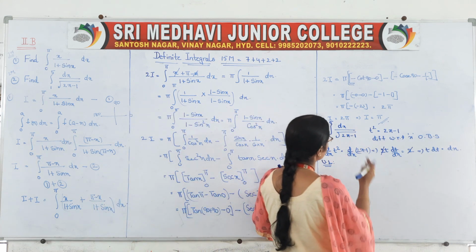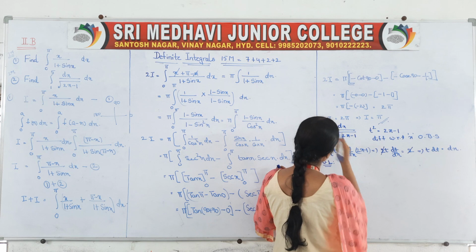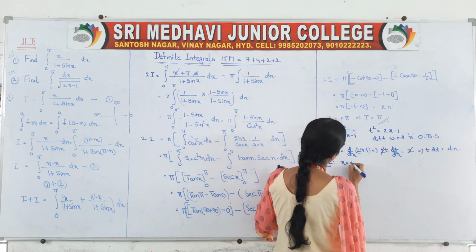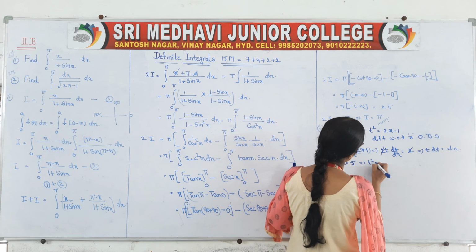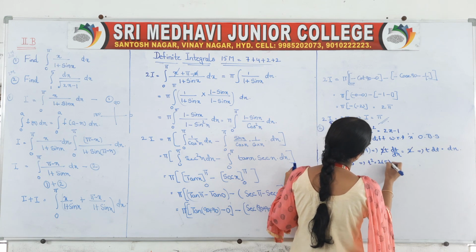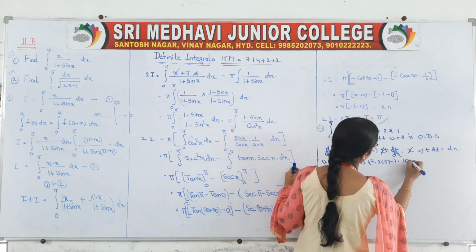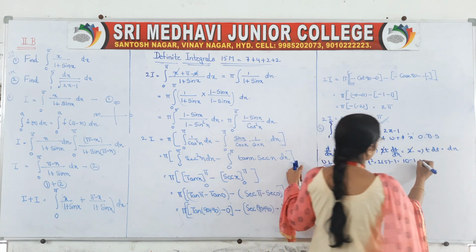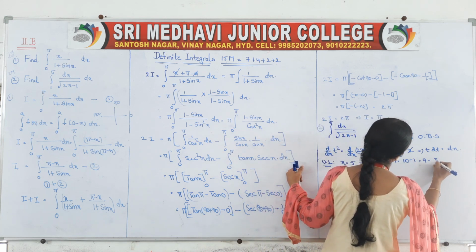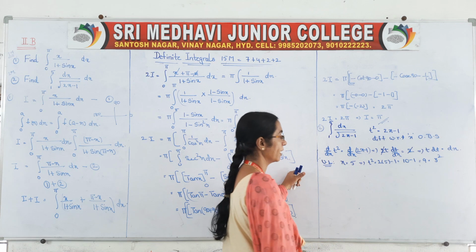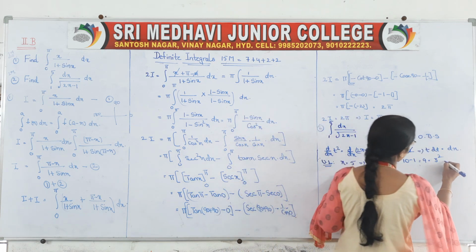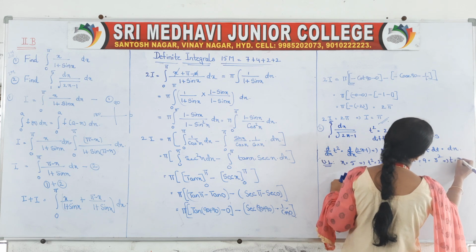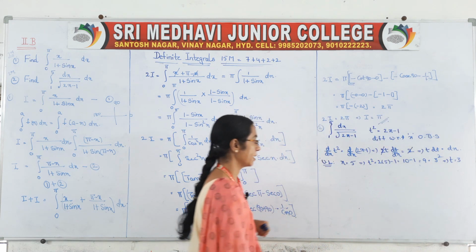So the upper limit, it is given that the upper limit is x equal to 5. So substitute in it, t square is equal to 2 into 5 minus 1, that is 10 minus 1 is equal to 9 is equal to 3 square. So t square is equal to 3 square means what is your t value? t is equal to 3.